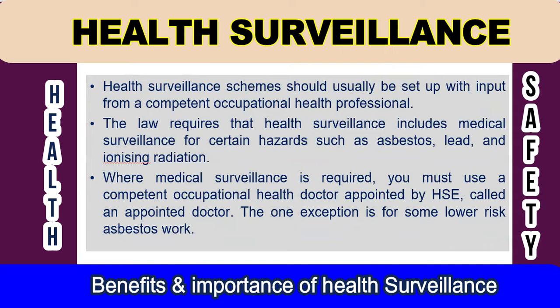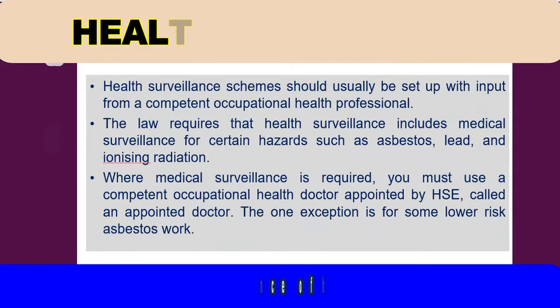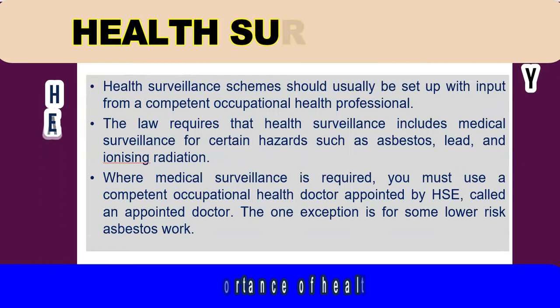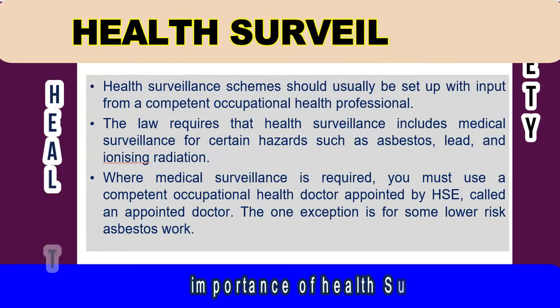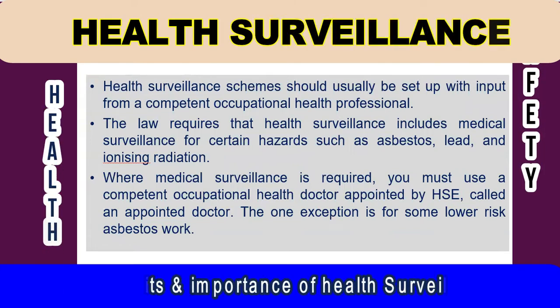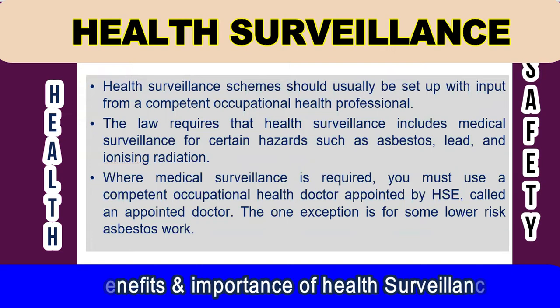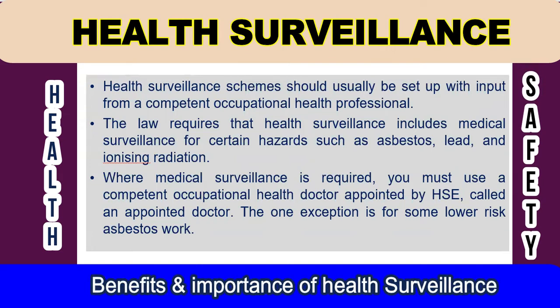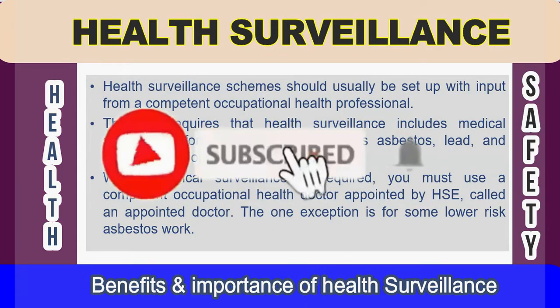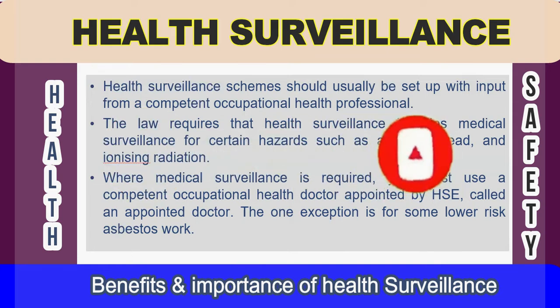The law requires that health surveillance includes medical surveillance for certain hazards such as asbestos, lead, and ionizing radiation. Where medical surveillance is required, you must use a competent occupational health doctor appointed by the regulatory authorities or your client, as per the contractual and legal obligations, and it is called an appointed doctor. But remember, there is also an exception for some lower risk asbestos work.